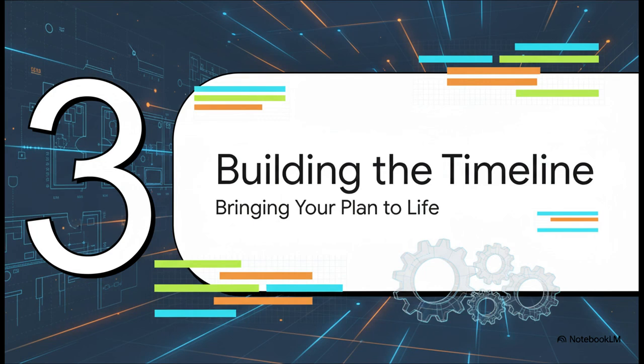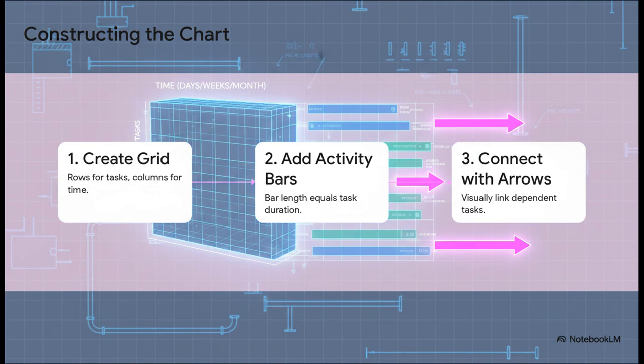Okay, this is the fun part. This is the payoff. We've done all that hard prep work, we've gathered the data, we've run the numbers. Now we get to transform all of that information into the visual master plan itself, the Gantt chart. This is where it all comes to life. Actually, building the chart is a pretty straightforward 3-step process. First, you create your grid.